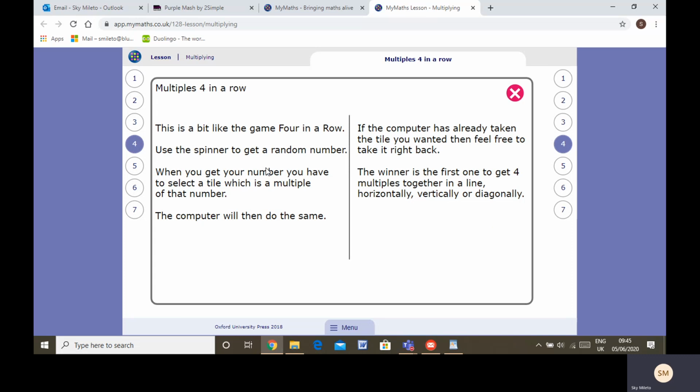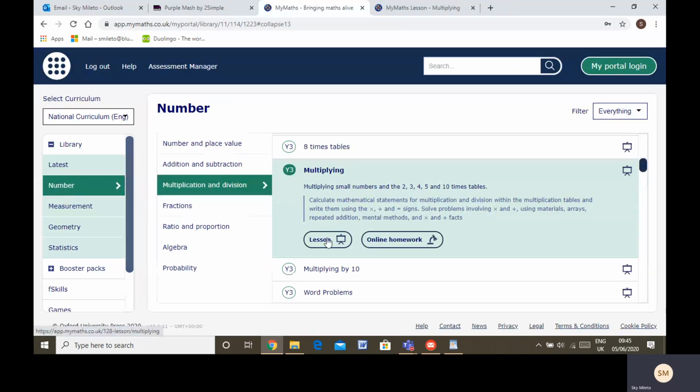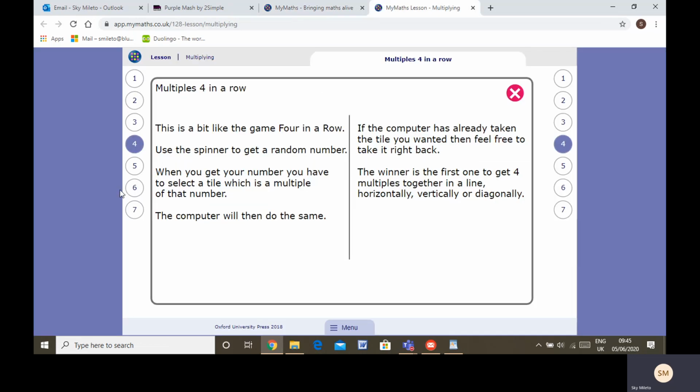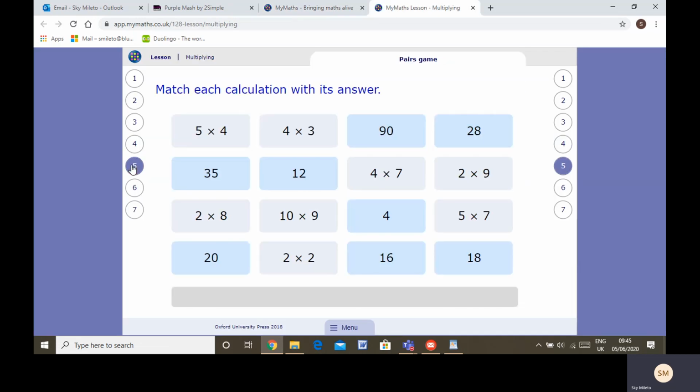Okay, so there's a game here that you can play if you want to. It's a bit like 4 in a row or Connect 4, you might know it as. The spinner gives you a random number. You can give it a go on your computer if you want to. Remember, by doing that, you go to number, multiplication, division, and lesson, and then your online homework will be in my portal afterwards. I'm not going to go through that one.